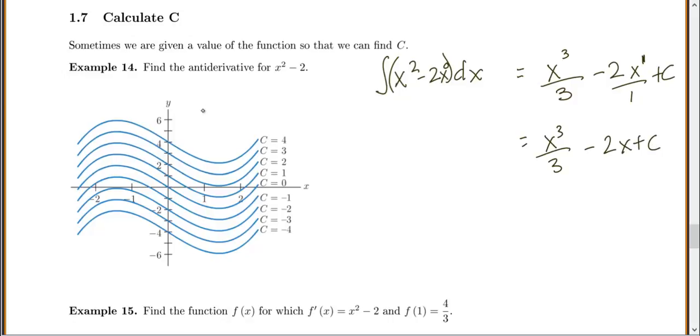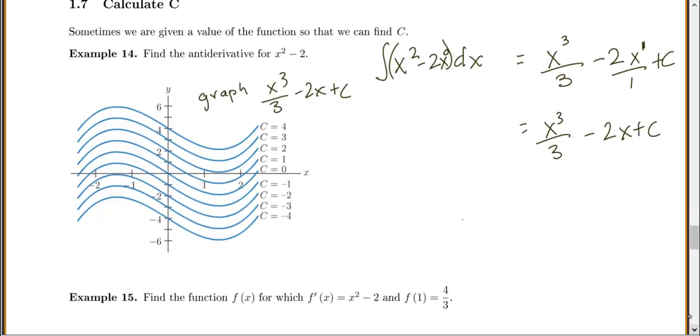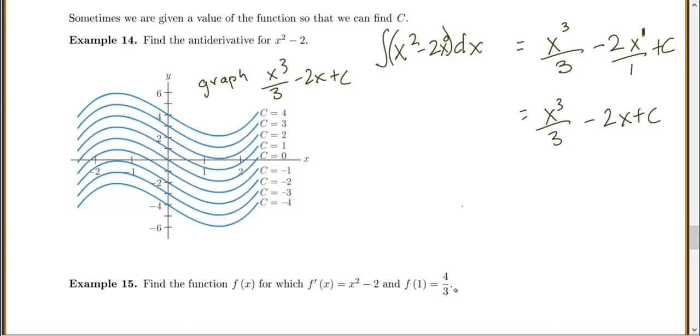Okay, so over here, this is the graph of x cubed over 3 minus 2x plus c. And I've graphed it with several different values of c. You'll notice it looks the same. Okay, each graph looks the same. It's just shifted up or down by c. So what if we wanted to find the specific function f of x? So these are lots of possible functions. But in example 15, we want to find the specific one where f of 1 equals 4/3.